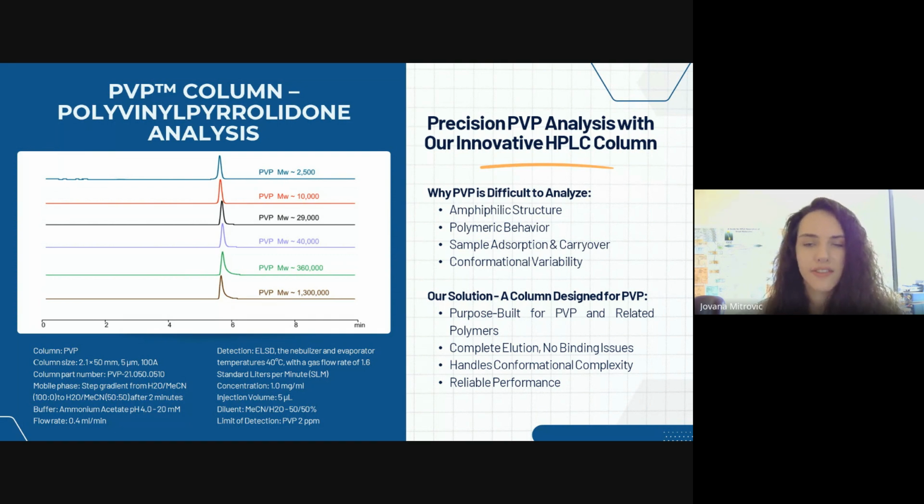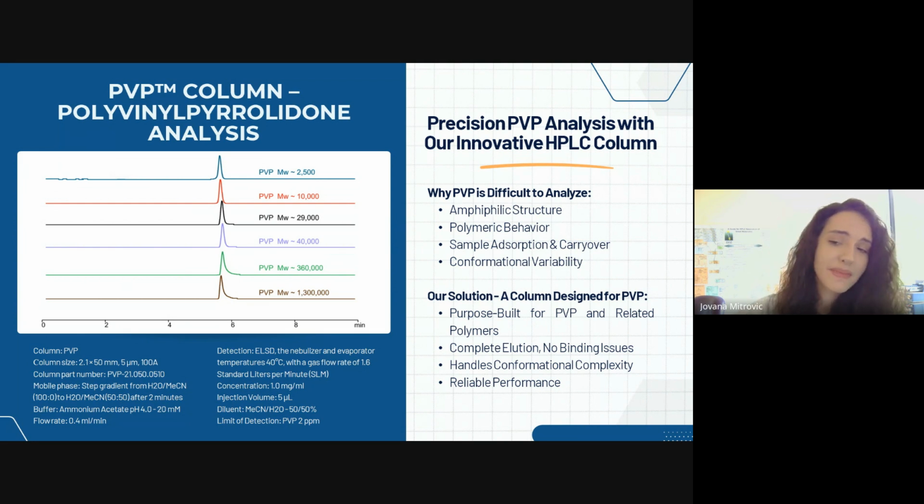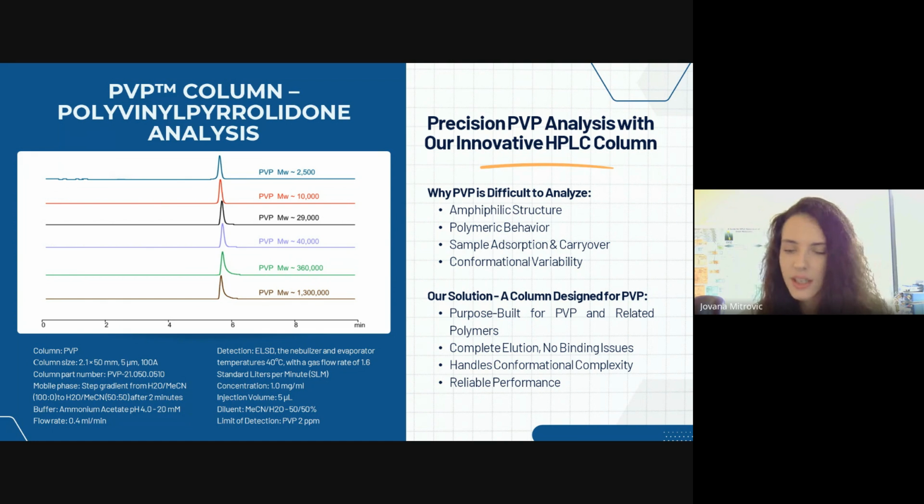And the mobile phase is very simple, which is not usually the case when we want to analyze polymers. We use a simple step gradient from 100% water to a 50-50 water acetonitrile mix, with 20 millimolar ammonium acetate buffer in the mobile phase. This gives us a robust, sensitive method that works reliably across a range of concentrations and polymer molecular weights. That's why, if you ever struggle to get PVP off your column or even detect it at all, this column offers a real practical solution.